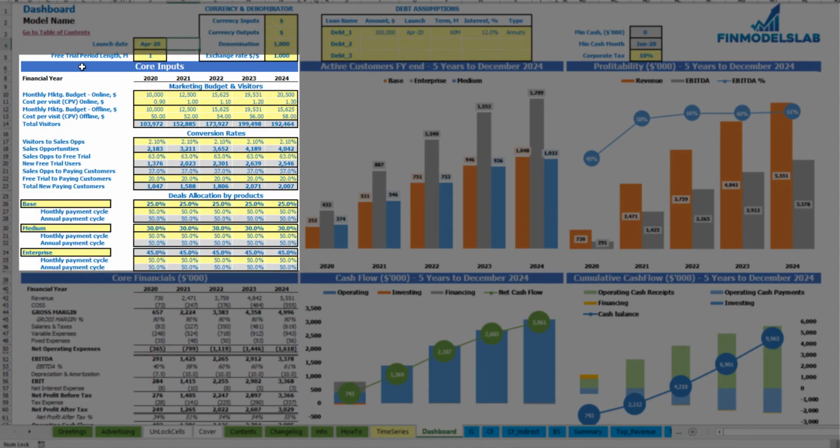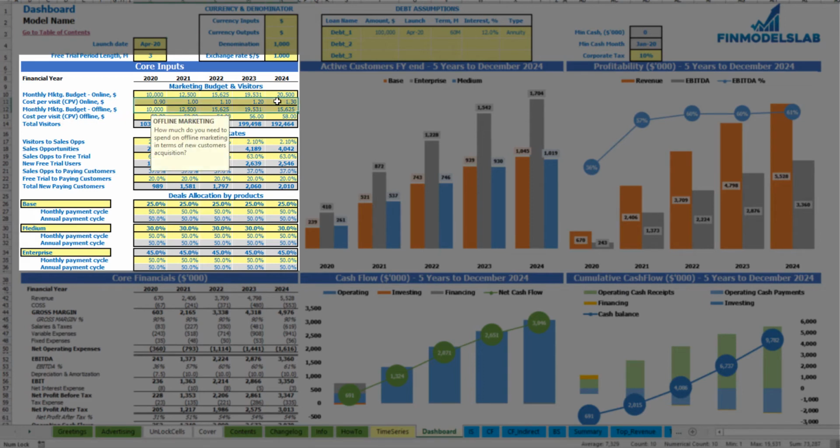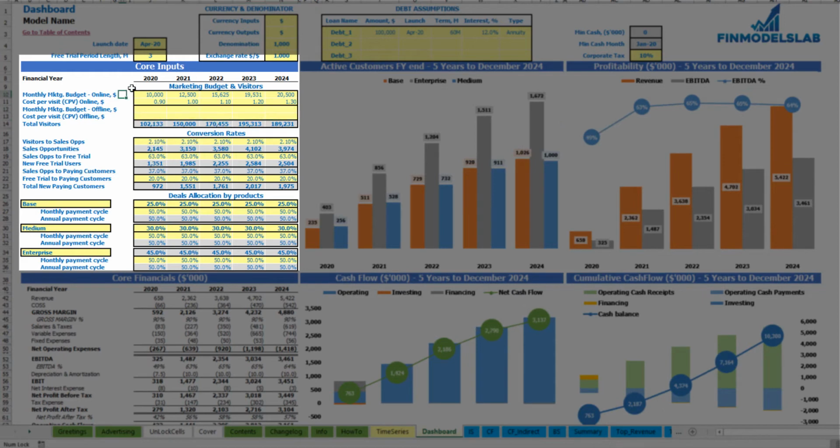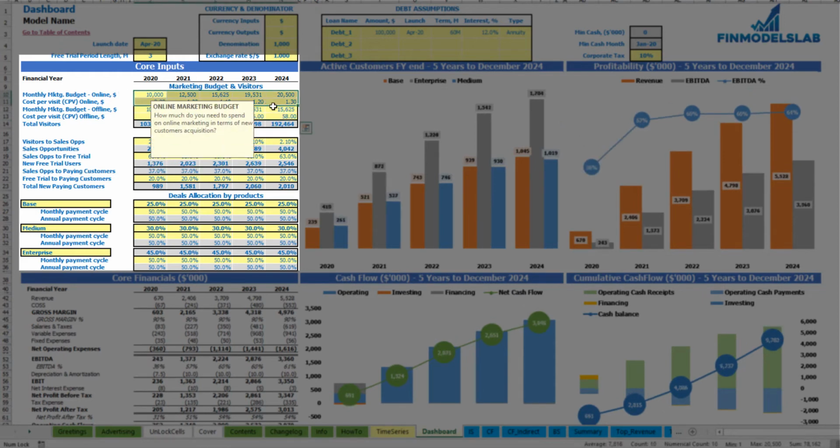The next step is to input your free trial period, which can be 3 months, for example. And the next step is to input your marketing budget and visitors assumptions. You have two sections here, which is offline and online marketing. If you don't need, for example, offline, you can just clear this section. If you need both, you can keep them both. So let me show you how it works.